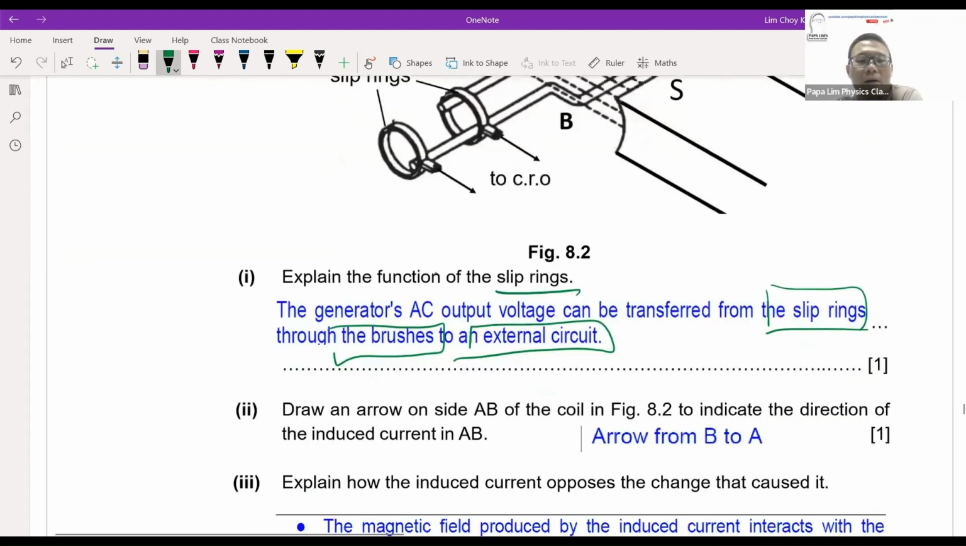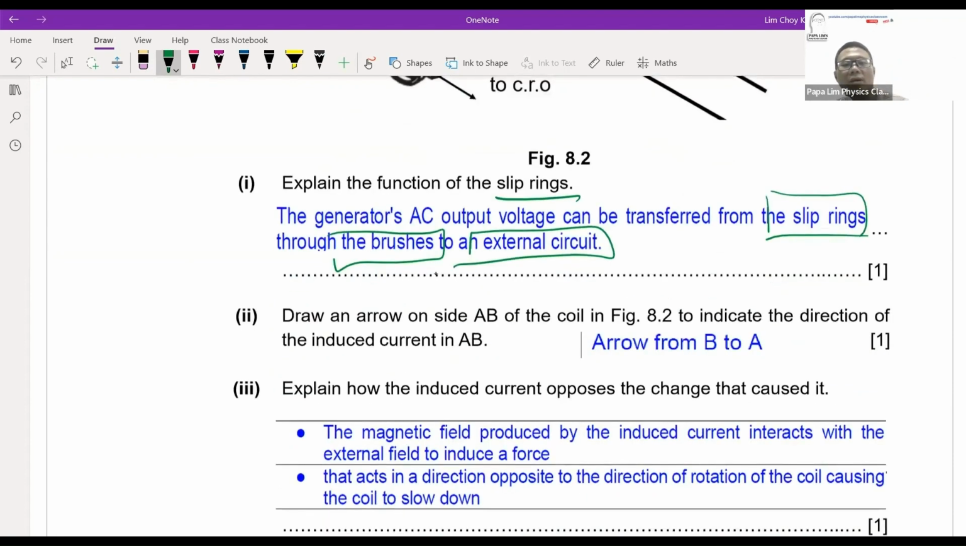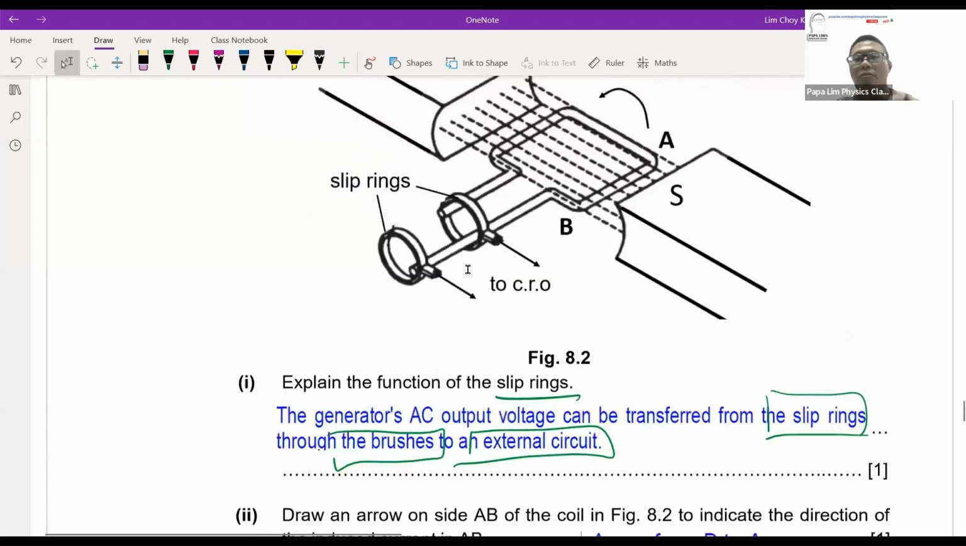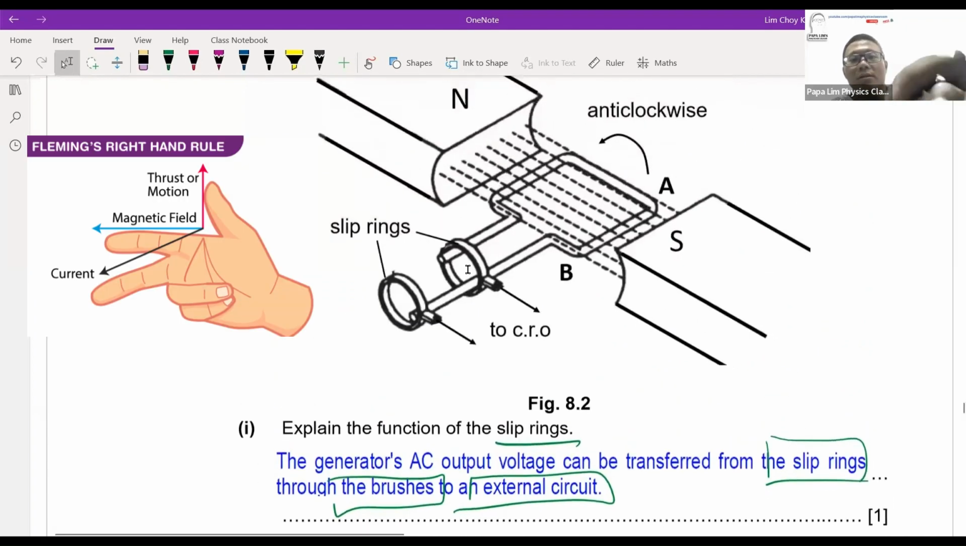Okay, draw the arrow. Now the arrow for AB. When you are rotating clockwise, we are looking at Fleming's right-hand rule. The magnetic field line is from north to south, so this is your magnetic field line. And the force, the motion, is actually upwards. So this is the force.